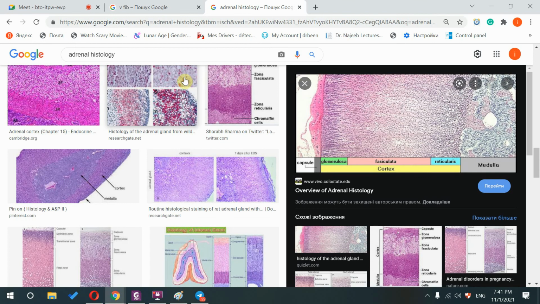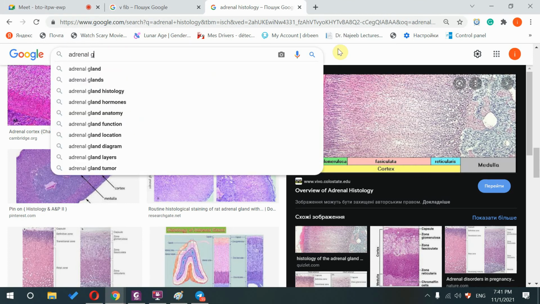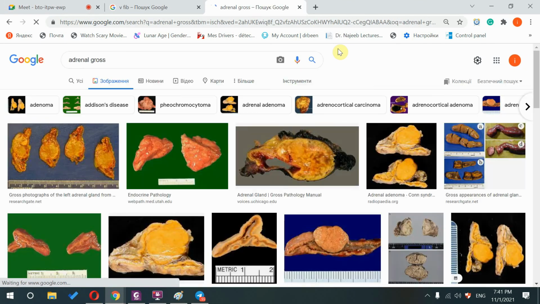Okay. And if you take a gross picture of it, it looks yellow. Why does it look yellow? All of the hormones I just mentioned, are they cholesterol hormones or protein hormones, or what are they? Or peptide hormones? Cholesterol, and cholesterol is yellow. So that's why the adrenal gland is yellowish.